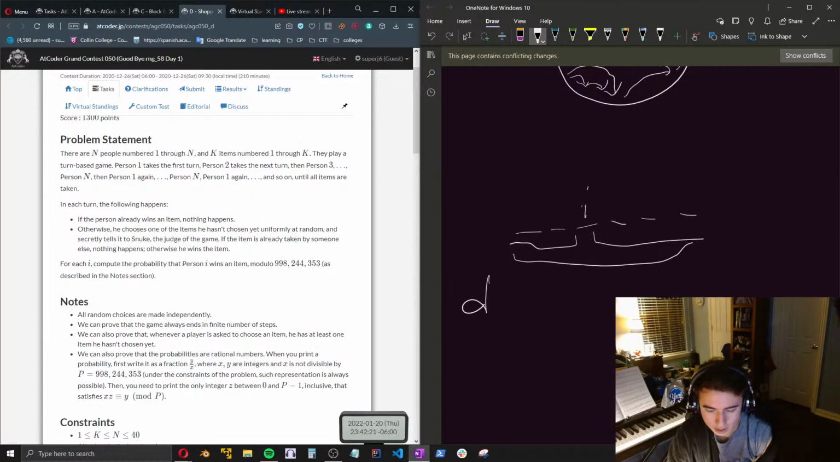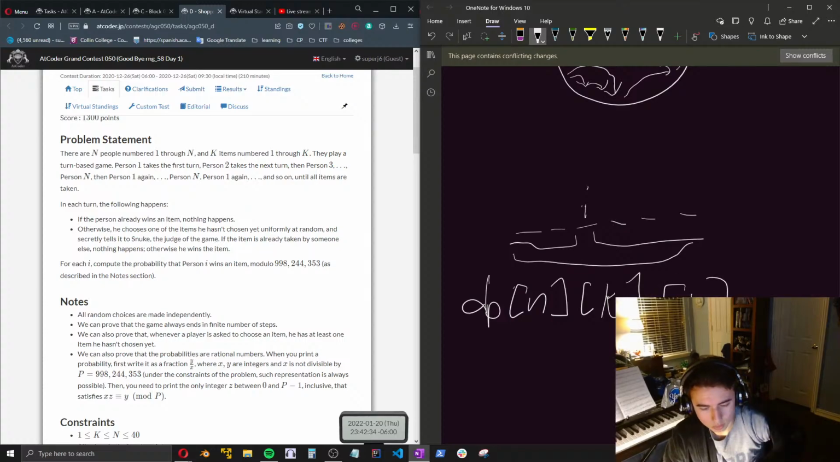Well, that means we should be able to store dp of n, k, I as a state. Why are we also storing I as a state? Think about it: if person 1 selects it and gets a gift, then you can think of it as the index changing.